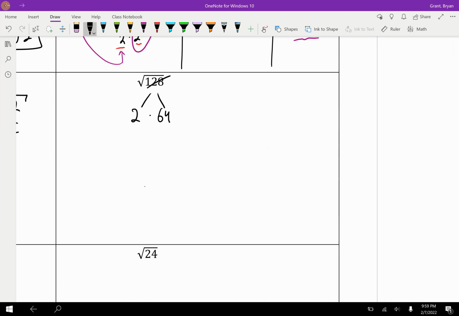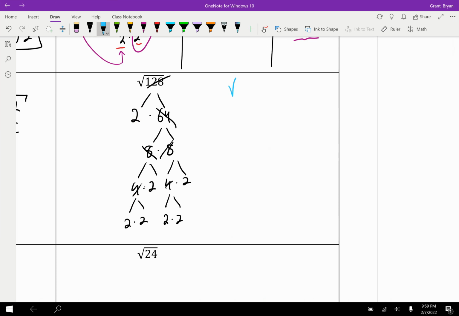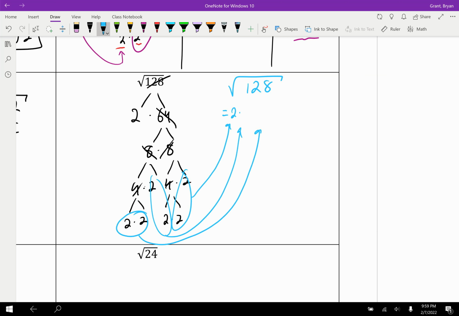2 doesn't break down any further. 64 does, though. 64, what does that break down to? I bet most of us know that 8 times 8 is 64. Okay, and then we're going to come back to this because that's an important step, but I'm going to break down the 8s. 4 and 2, 2 times 2. Same thing here. 4 times 2, 2 and 2. All right, so then we say the square root of 128 equals, and let's use our shortcut, pair of 2's, pair of 2's, pair of 2's. Outside, outside, outside. 2 times 2 times 2, and we have this little loner 2 over there.